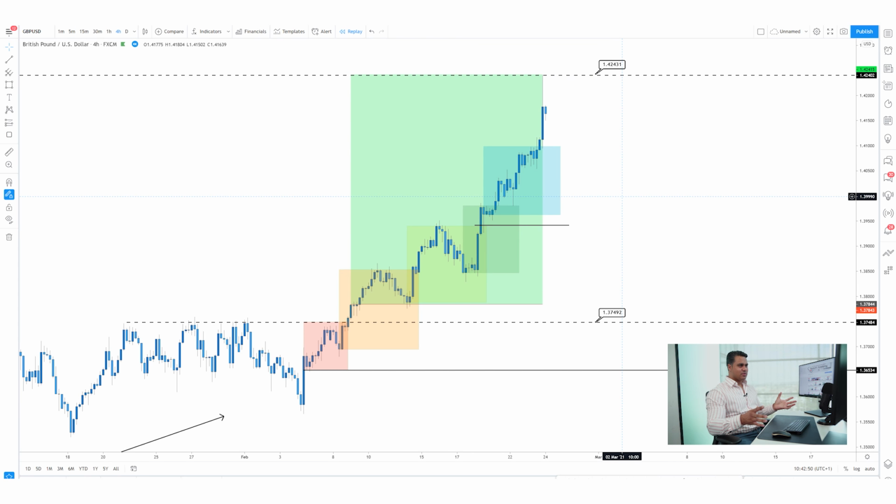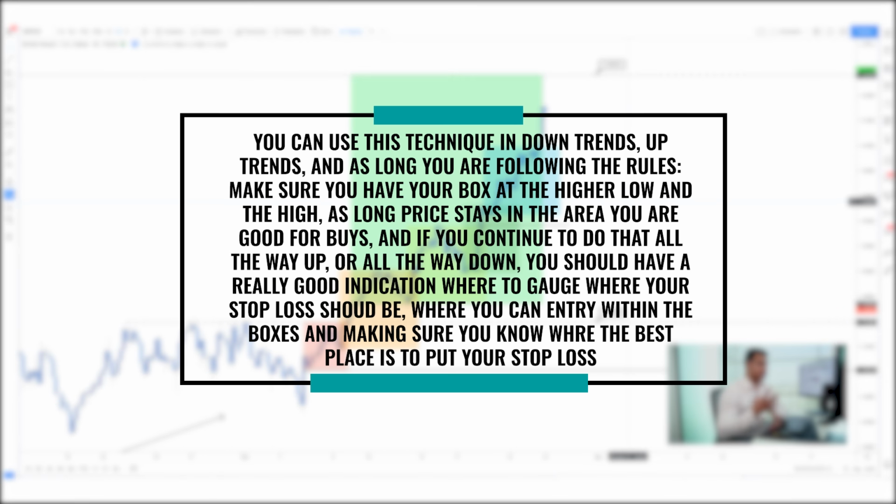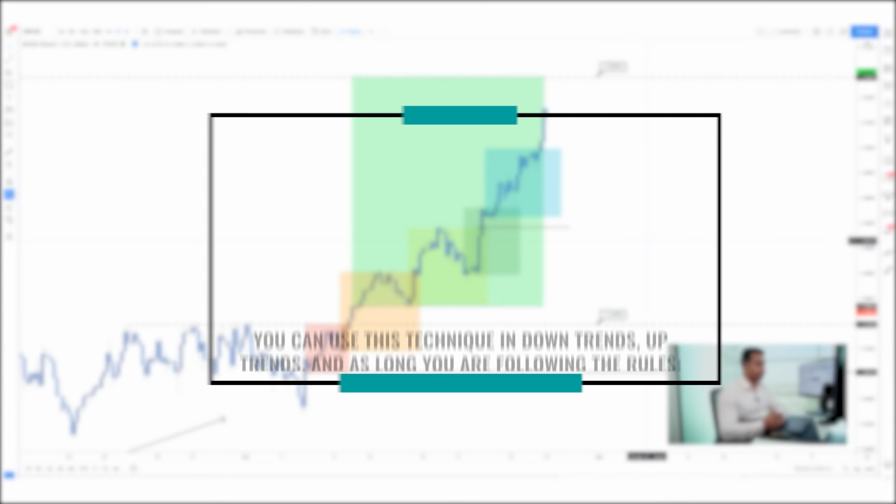Sounds a bit confusing, but I'm telling you, it's not as difficult as it sounds. You can use this in downtrends and uptrends. And as long as you're following the rules, make sure that you have your box at the high, low and the high. As long as price stays within that area, you're good for buys. And if you continue to do that all the way up or all the way down, you should have a really good indication to gauge where your stop loss should be, where you could be entering within these boxes, and making sure you know where the best place is to pop your stop loss.